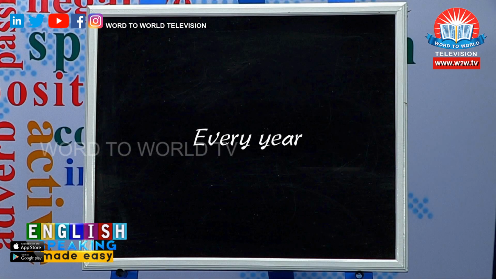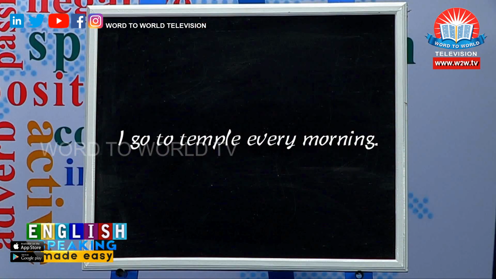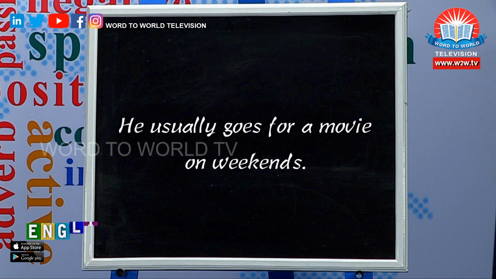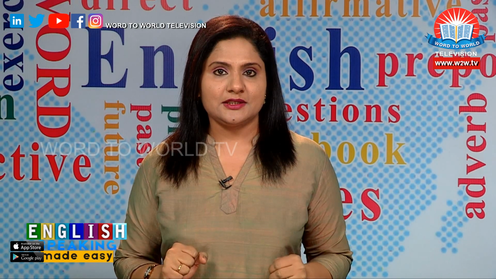Okay? We also use the simple present tense to include time expressions like always, every year, never, often. So, when we use these time expressions, we create sentences like this. I go to temple every morning. We visit Japan every year. He usually goes for a movie on weekends. When we use these time expressions also, we can create good simple present tense sentences.